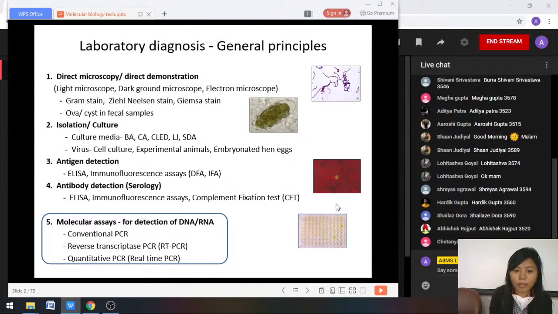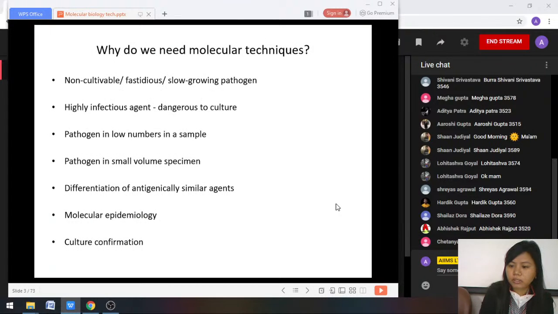Nowadays, while this is the traditional sequence that we have always gone about in laboratory diagnosis, for many pathogens, molecular diagnosis is now the first assay that we go to. It's now become the most sensitive and specific assay for many of the pathogens. So, dealing with molecular methods, first we talk about why do we need molecular techniques.